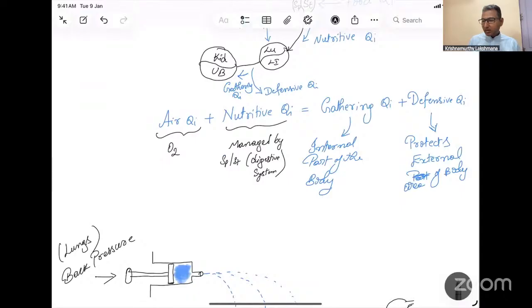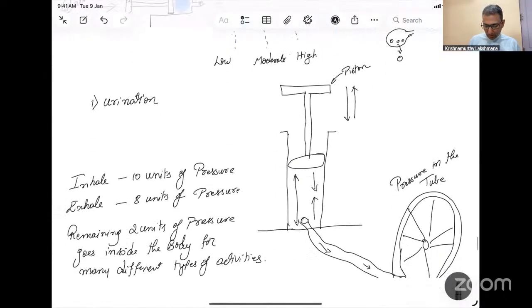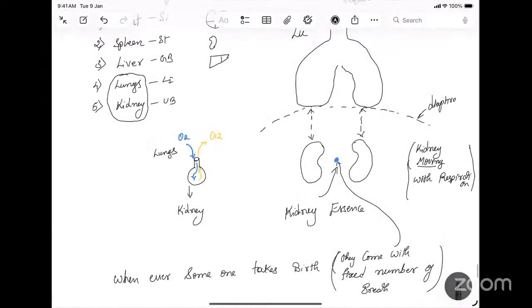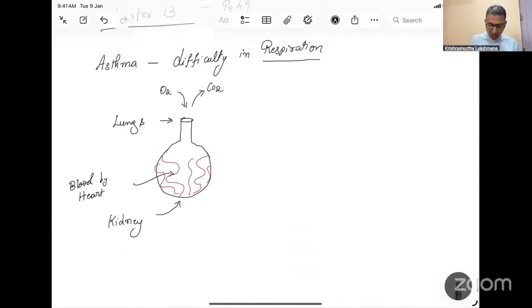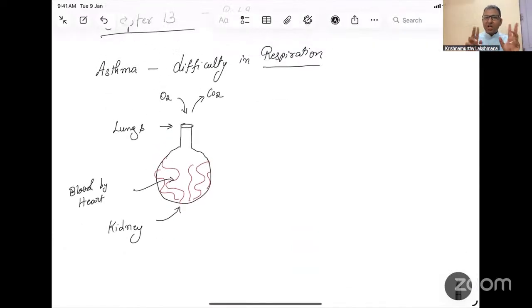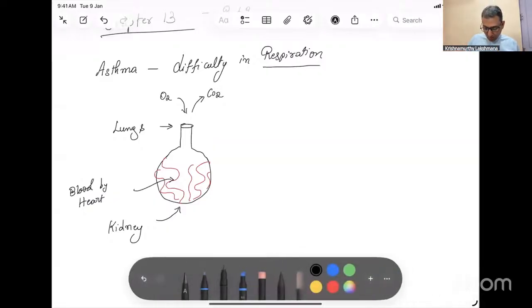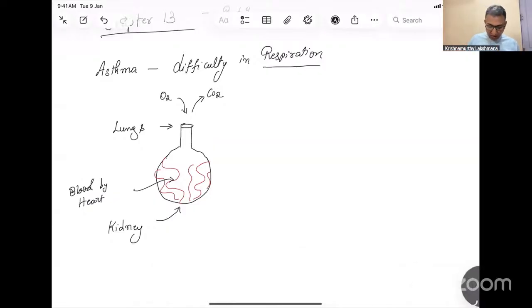Clear? Everybody is okay up to this point. So what is going along apart from this air chi? O2 and CO2 come under air chi. What else is going? It is the nutrition which is going through the blood. The blood vessel is carrying blood and nutrition.